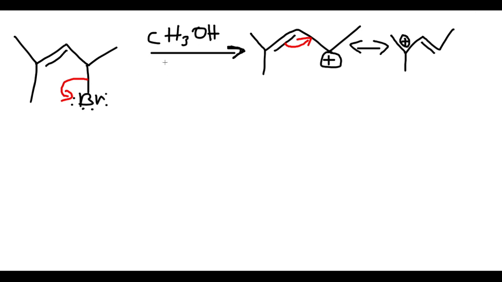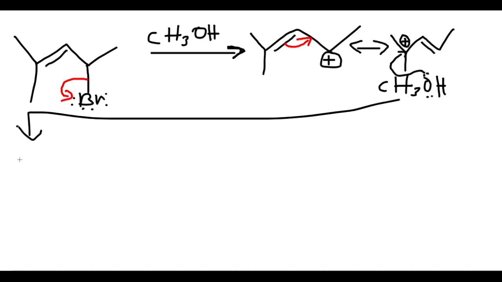Now from here we see that it is more stable than having it on the secondary carbon because we have it on the tertiary carbon. Now from this step we actually bring in the methanol. Methanol comes in. Oxygen has 2 lone pairs, and one of the lone pairs goes and attacks the carbocation. And so from this we get oxygen here with 1 lone pair, the hydrogen here, and then we have the methyl, CH3.